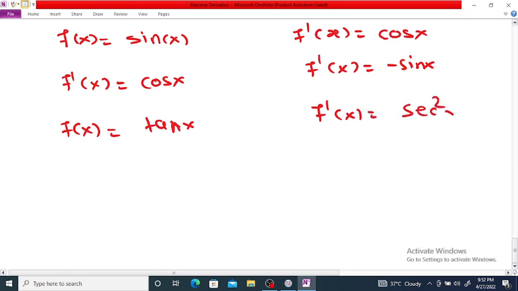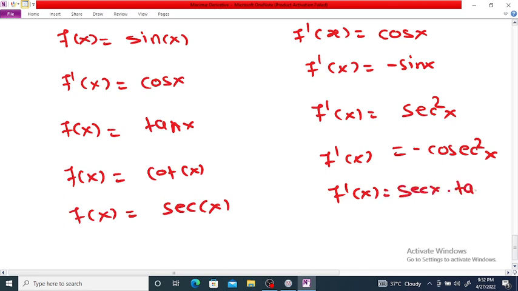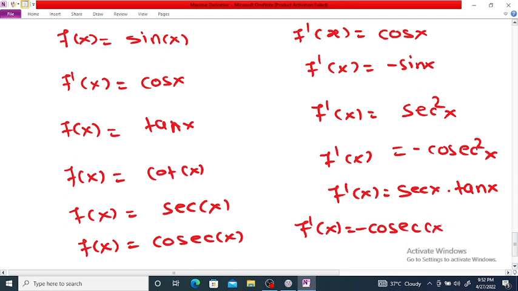If f of x is equal to tan x, then f dash x is equal to sec square x. If f of x is equal to cot x, then f dash x is equal to minus cosec square x. If f of x is equal to sec x, then f dash x is equal to sec x into tan x. Then if f of x is equal to cosec x, then f dash x is equal to minus cosec x into cot x.